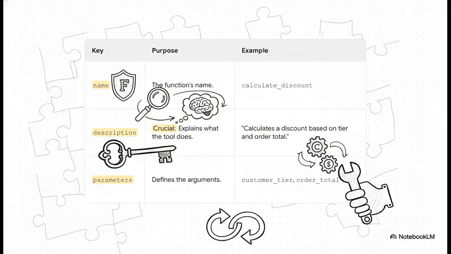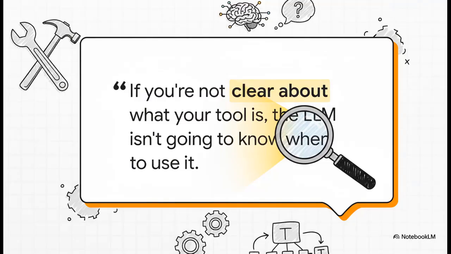You've got the name of your function, pretty straightforward. You define the parameters or the arguments it needs to run, like the customer tier and the order total. But honestly, the most important part, the real magic, is the description. This is where you, in plain English, explain to the LLM what this tool is for and when it should think about using it. And you really have to nail this part.